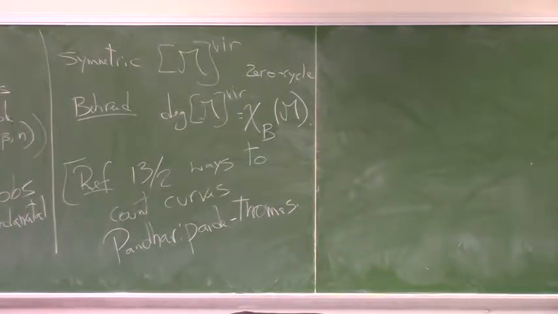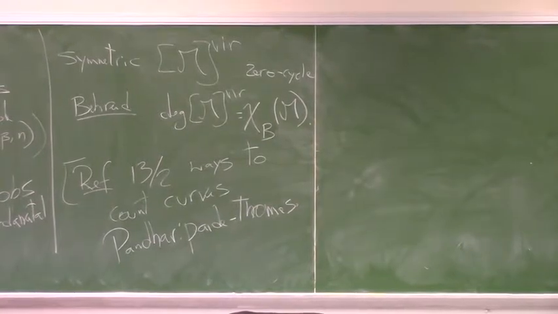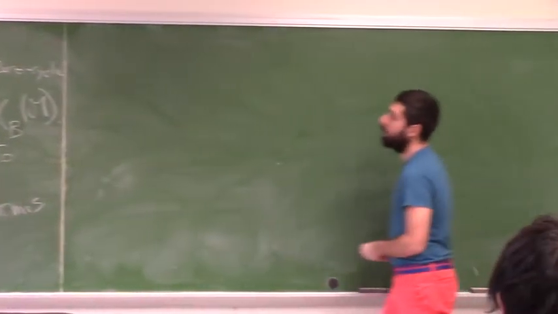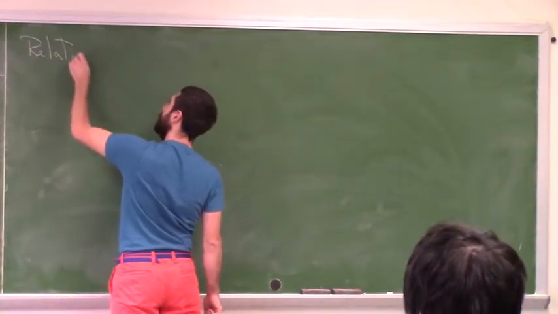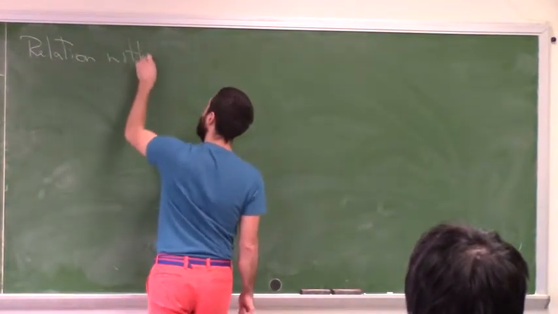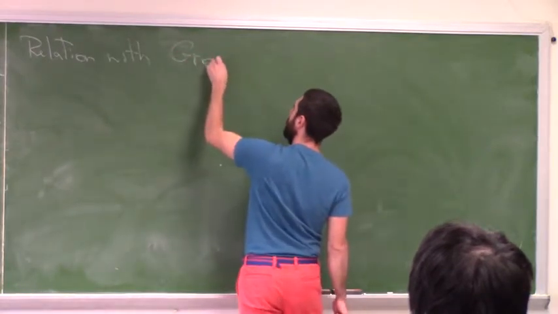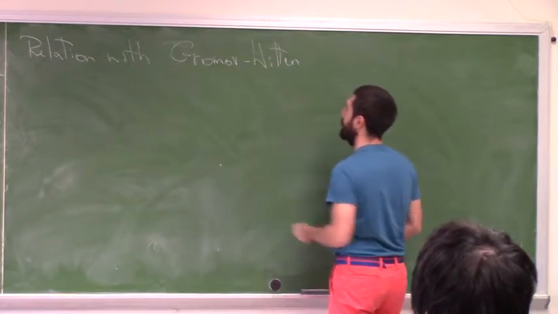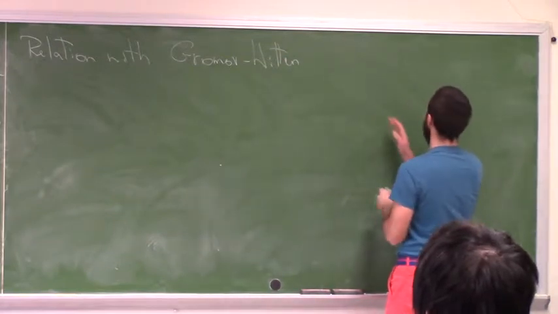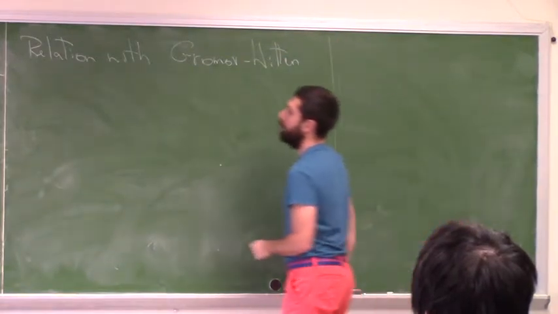The other digression I want to make before I state my theorem is the following. So there's a relation, which I won't really explain in detail, with Gromov-Witten theory. I mean, I'm mentioning it now, but I'm not explaining it in detail. So there's a relationship with this theory.